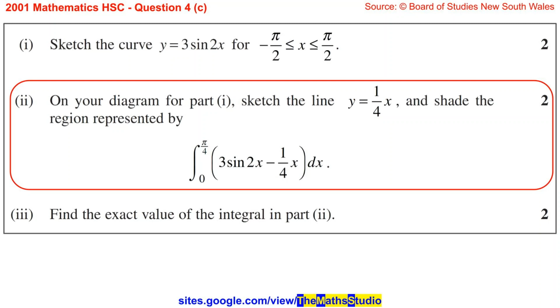Part 2. On your diagram for Part 1, sketch the line y equals 1/4 x and shade the region represented by the integral from x equals 0 to x equals pi over 4 of 3 sine 2x minus 1/4 x dx.